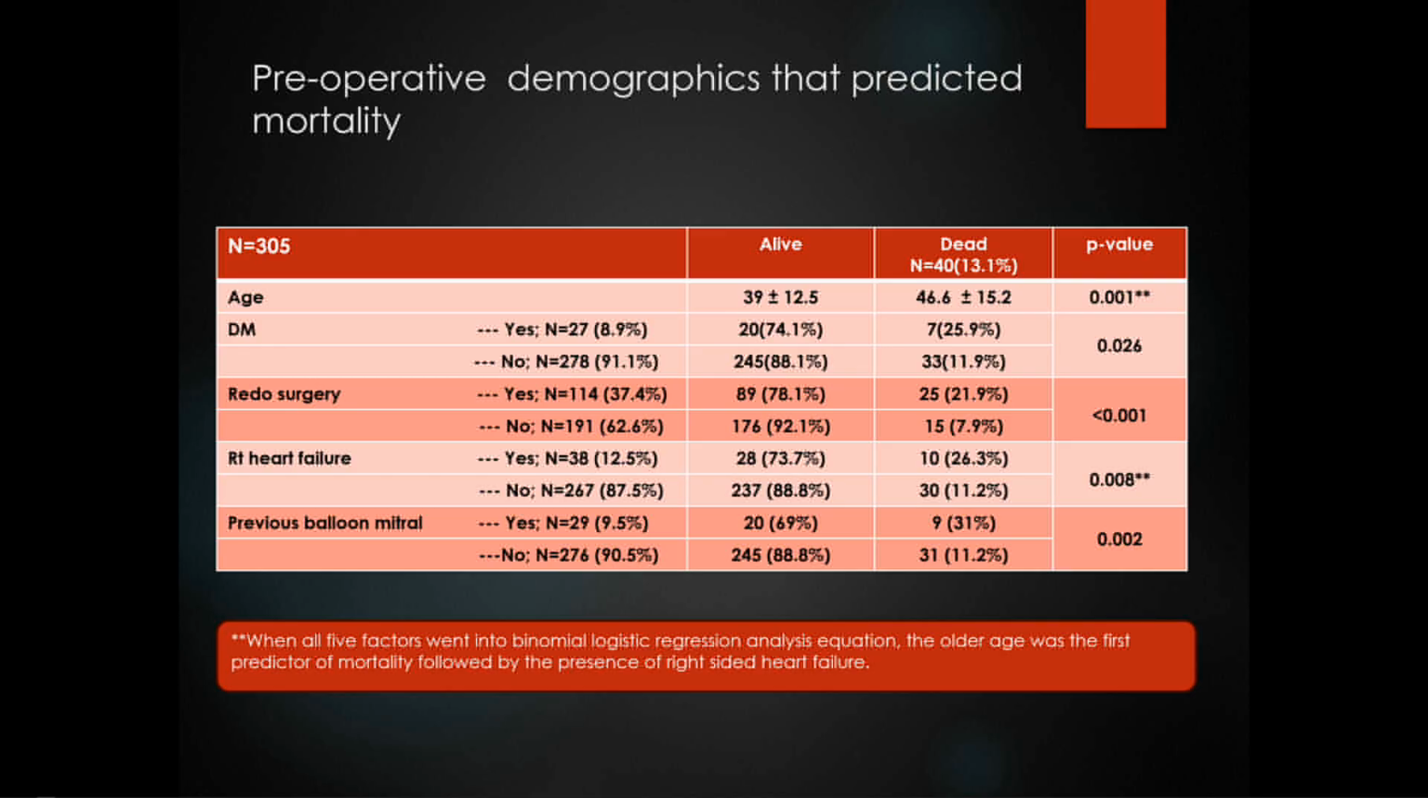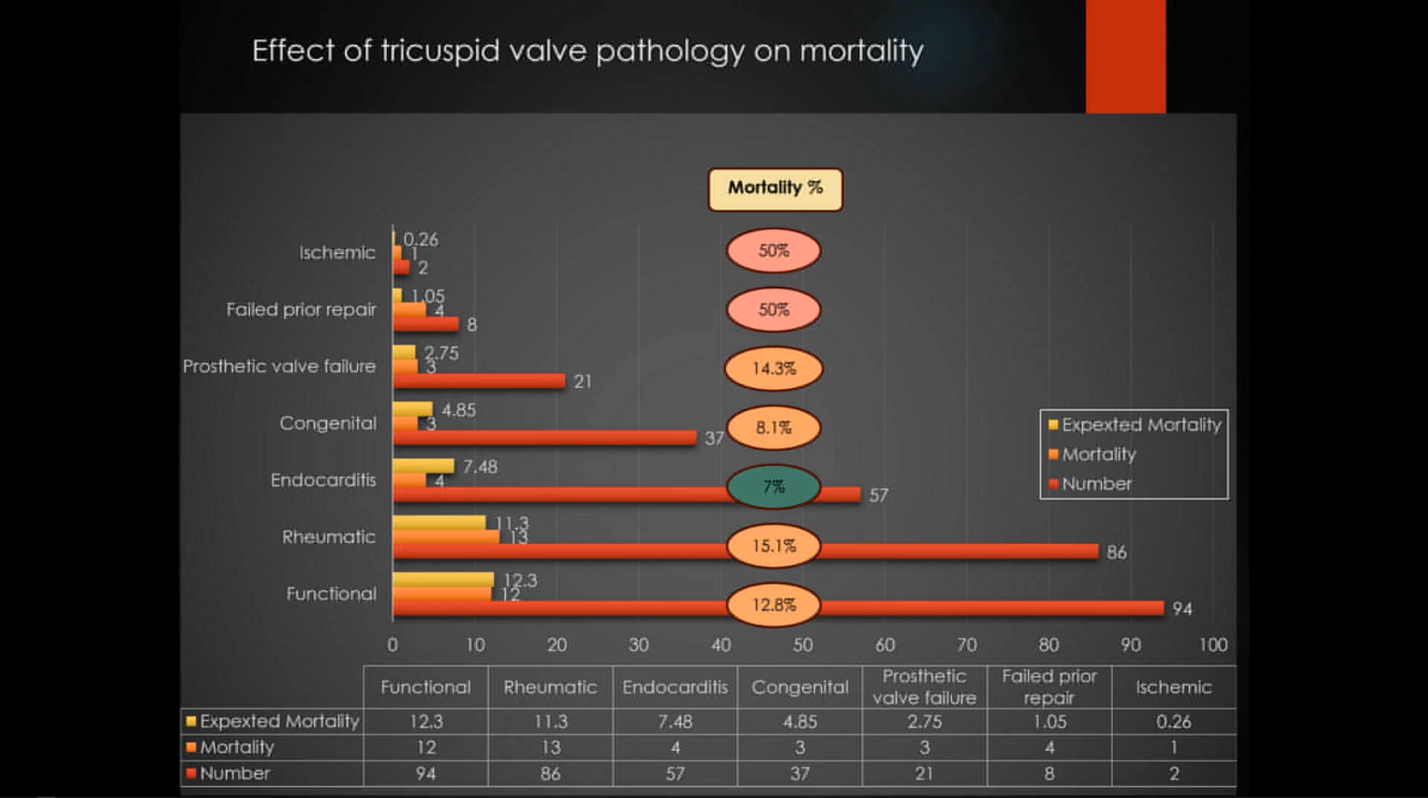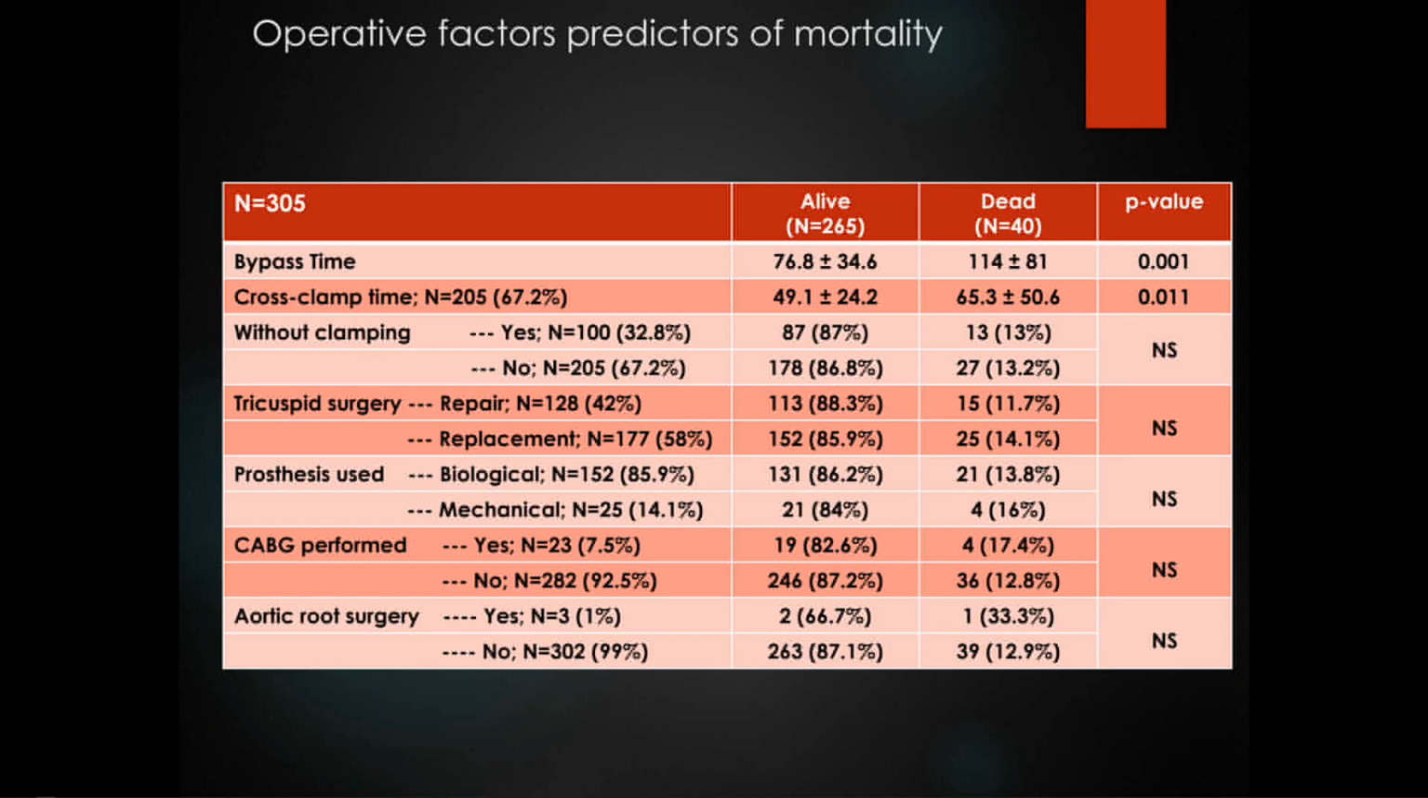When we put all these factors into binomial logistic regression, we found that older age was the first predictor of mortality, followed by the presence of right-sided heart failure. Here is the effect of the tricuspid pathology on mortality: in the ischemic it was 50%, in the failed previous repair 50%, in the prosthetic valve failure 14.3%, in the congenital 8%, in the endocarditis 7%, in the functional 12.8%, and in the rheumatic 15.1%.